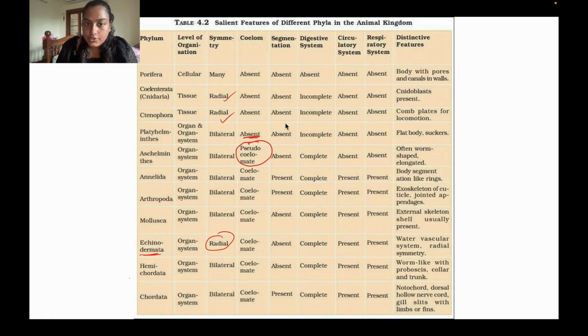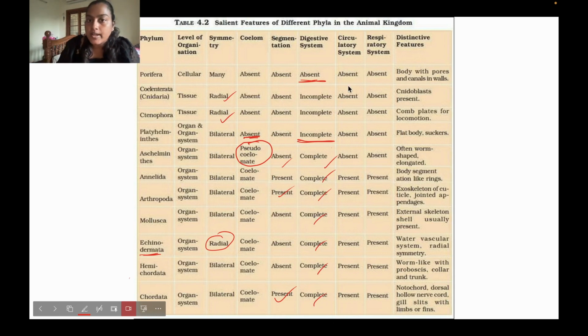And apart from that, segmentation is absent, it is present from Annelida, right? Annelida, arthropods you can see. And apart from that, in Chordata, yeah, Chordata we will be seeing. So don't worry, Chordata is the next lecture. And then digestive system is incomplete till Platyhelminthes, absent in Porifera. From there onwards it is present. Complete digestive system you can see from Aschelminthes till all chordates. Circulatory system, if you see, it is absent till Aschelminthes, right? From Annelida onwards it is present. Respiratory system also same. Till Aschelminthes it is absent, from Annelida it is present. And all others we have already seen, right?